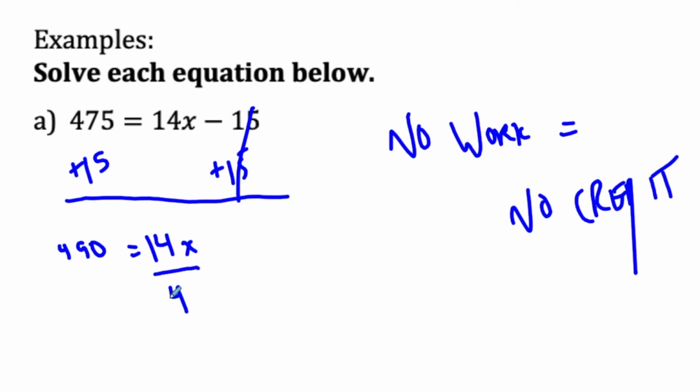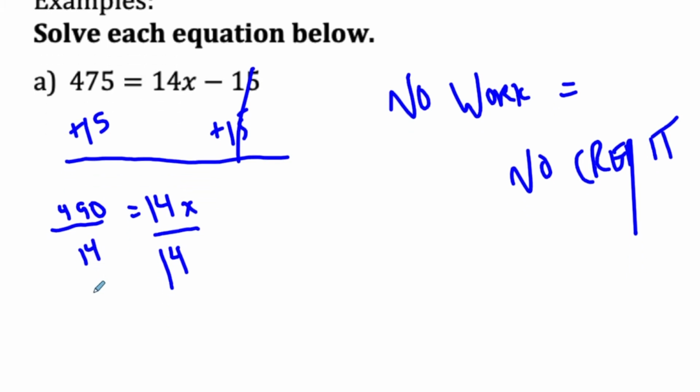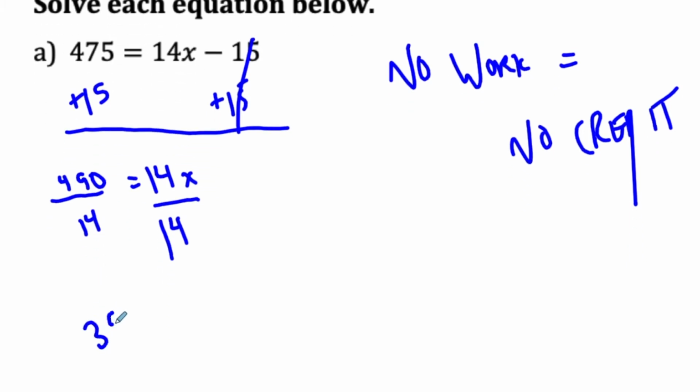Last thing that we need to do, we have to get that x by itself. So this is 14 times x. What's the opposite of multiplication? Division. So we're going to divide both sides by 14. You take 490, divide by 14, and you get 35. You can write 35 equals x or x equals 35, doesn't matter. That is your final answer.